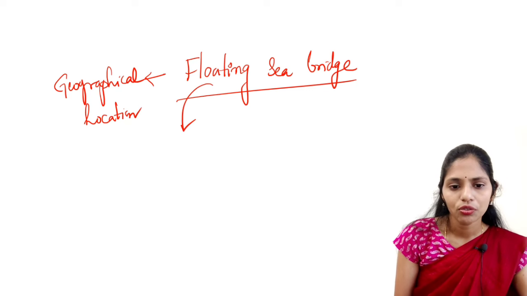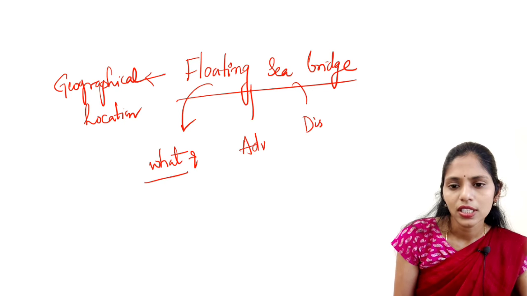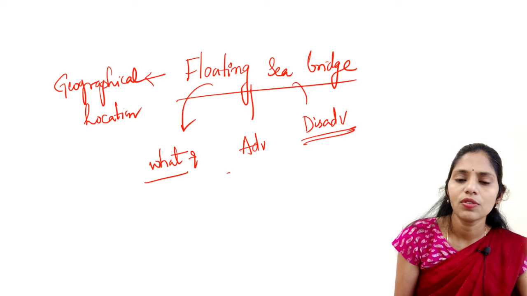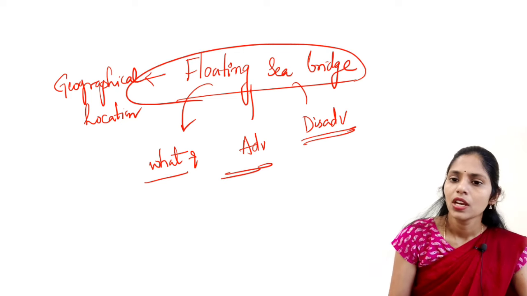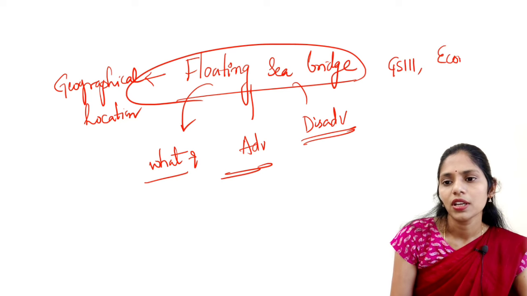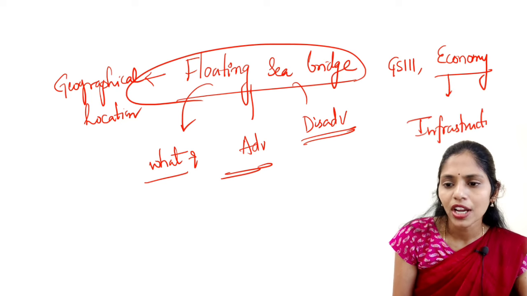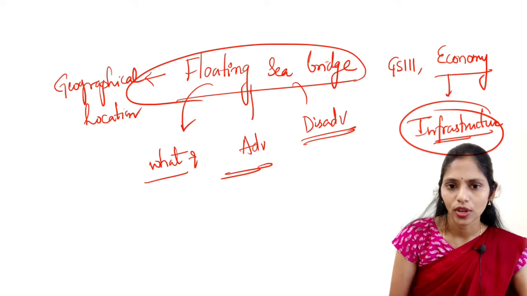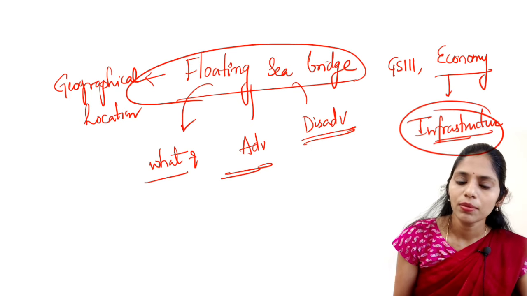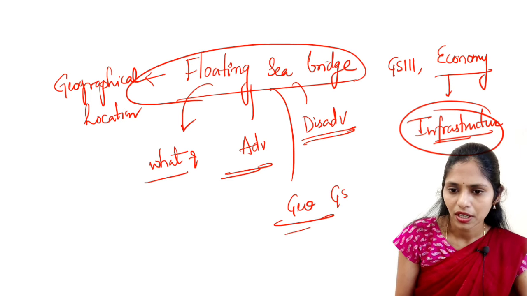And you have to see what this floating sea bridge is, and what its advantages and disadvantages are. This article is important from GS paper 3 under economy. Under economy, we will be studying a chapter called infrastructure. So from this infrastructure point of view, this article is very important. And from your geography point of view also this article is important, from GS paper 1.